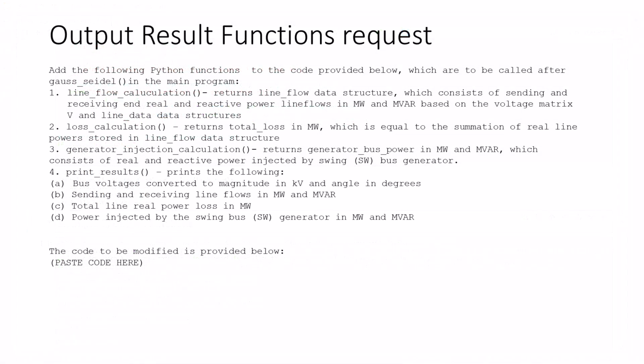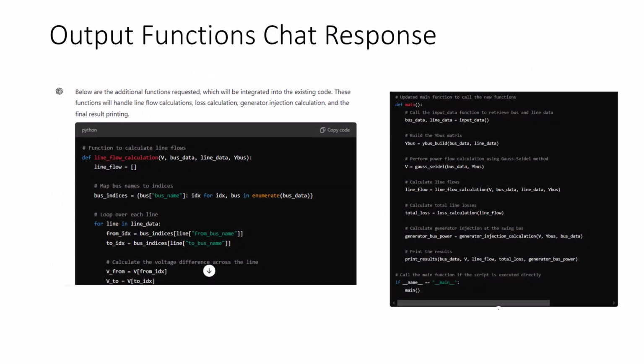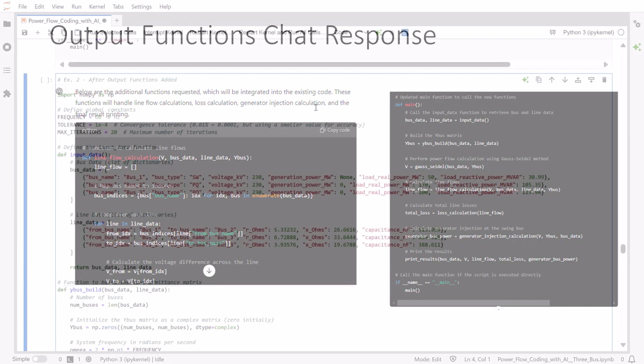Finally, once we have the bus voltages, we can start working on the output functions needed to compute line flows, losses, generator injection, as well as print results. In this case, we just specify the inputs and outputs to each of these 4 functions as shown here, and hope ChatGPT can provide the formulas. As seen before, after we submit our request, ChatGPT adds the new functions to the power flow code we have developed up to this point.